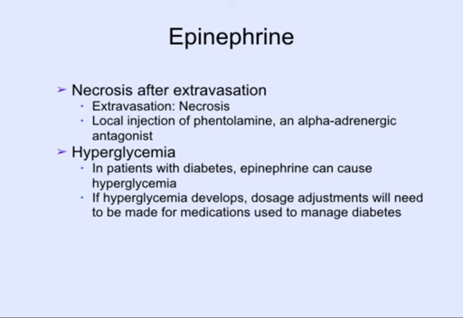Hyperglycemia, it's kind of like I mentioned earlier, when you're hitting those beta cells, patients with diabetes, it can cause hyperglycemia in them. So with the hyperglycemia, really all you can do is adjust the dosage of their medications and just kind of monitor it.